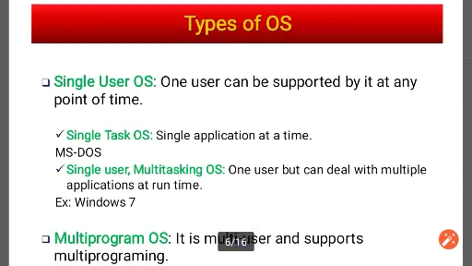Now let us see what are the different types of operating system we are having. First, single user operating system. The name itself resembles that it can support only one person or one user at a time. We can divide the single user operating system in two categories. One is single task operating system, another is single user multitasking operating system. When we are saying it is single task operating system, that means it can work on a particular application at a time, like MS-DOS.